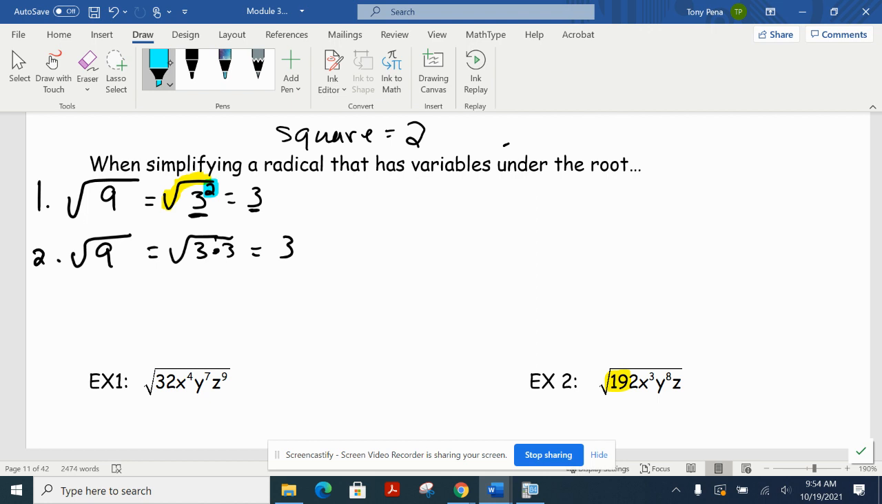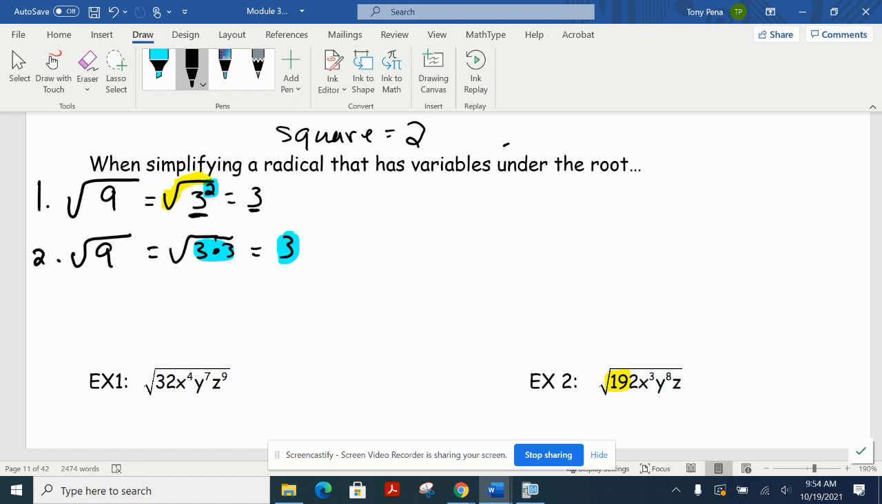So if I look in here, how many sets of 2 do I have in here? Do you see how the 3 has a friend? There's 2 3s in there. How many sets of 2 do we have? Just 1, right? So that's why we just get a 3 for our final answer.